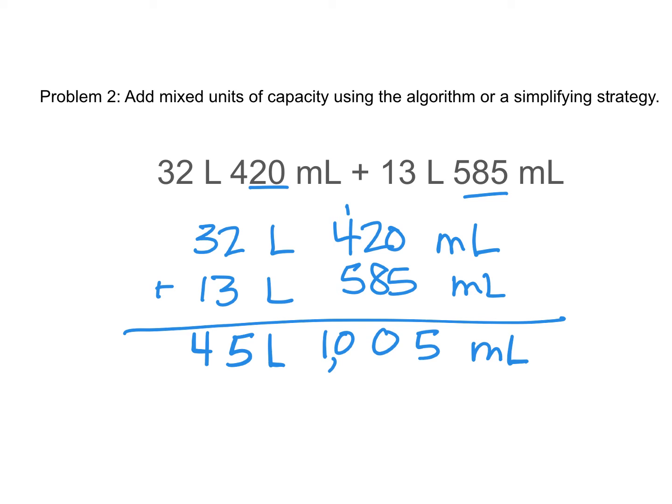Now, I know that this 1,000 milliliters is equal to 1 liter. So I'm going to change that and add that 1 to my liters. So I've got 46 liters, and I'm left with 5 milliliters.